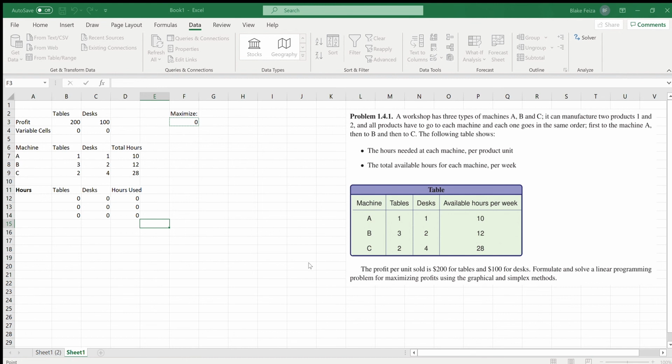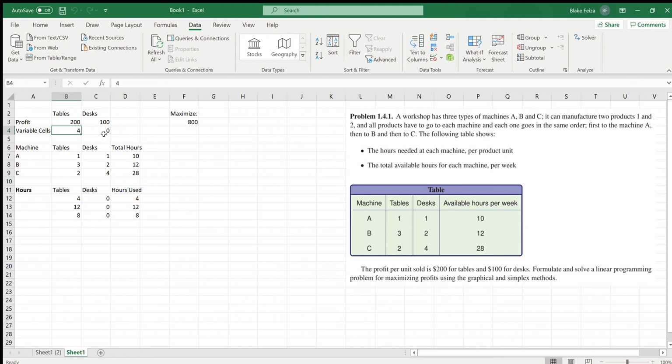We can keep this checkbox here to make our variables non-negative because we know we can't make negative desks or tables. And then lastly, we want to set this box up to Simplex LP right here. Now once we have that all set, we should be able to go solve. Go ahead and hit OK. And as you can see right here, it did update. We now have a 4 under tables and a 0 under desks.